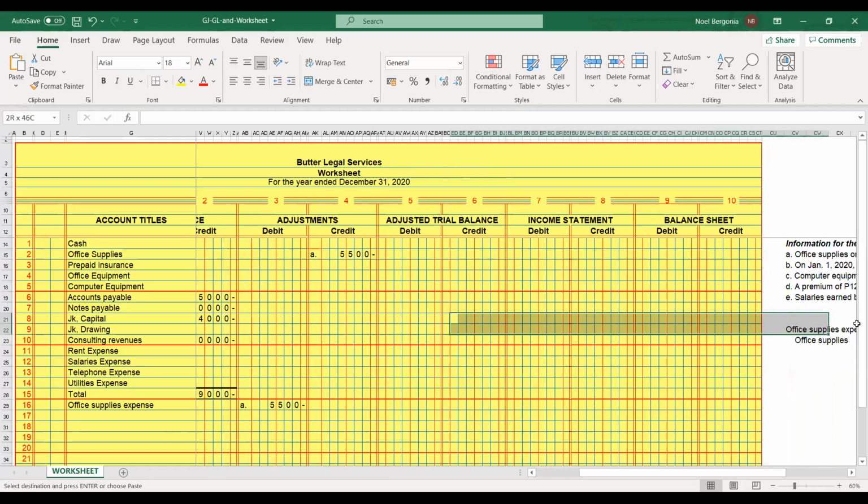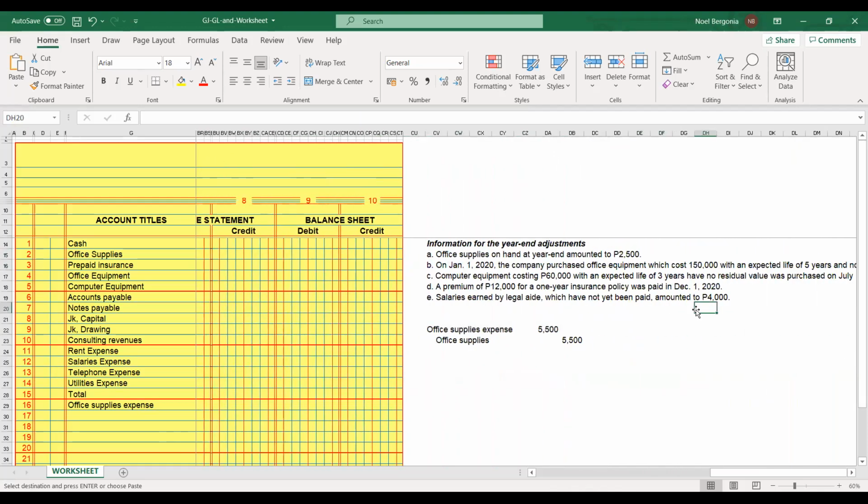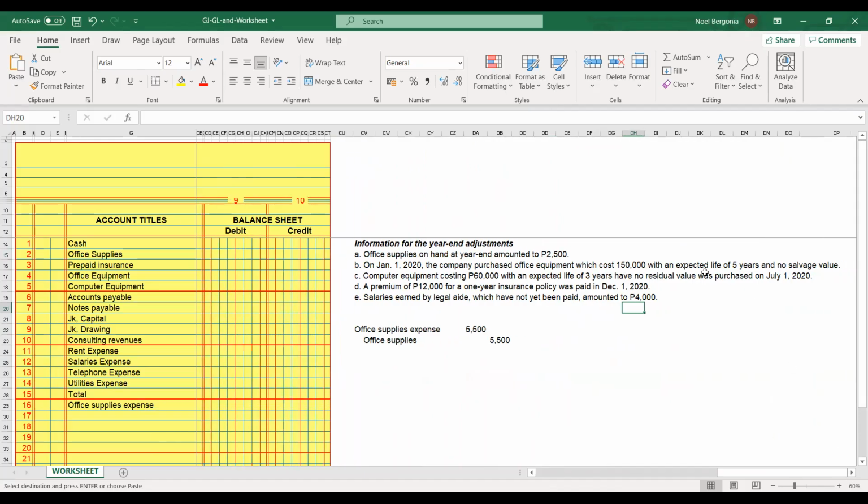So tapos na tayo sa una. Second, letter B: on January 1, 2020, the company purchased an office equipment which cost 150,000 with an expected life of 5 years and no salvage value. So binili nung January 1. So since we are talking about worksheet of December 31, malamang sa malamang we will be having the data for adjustments natin good for 1 year.